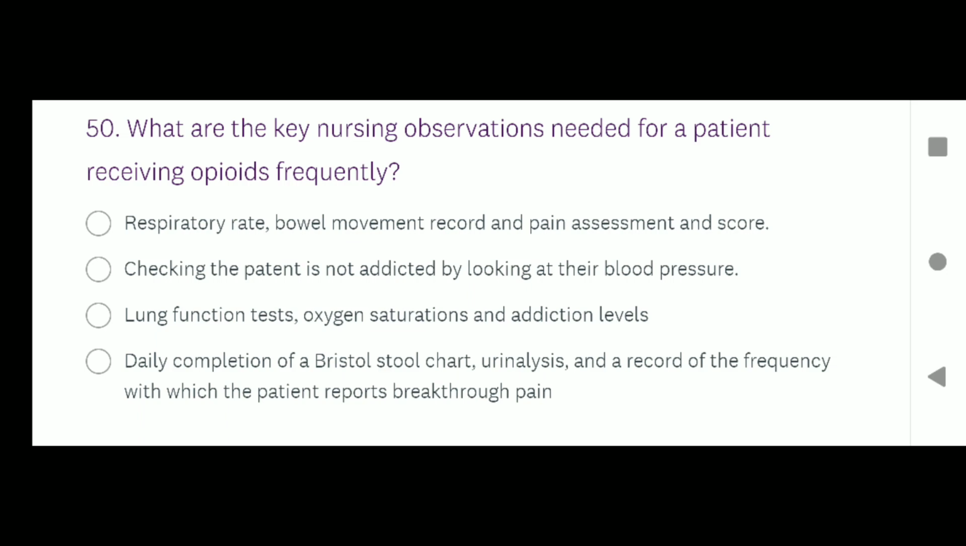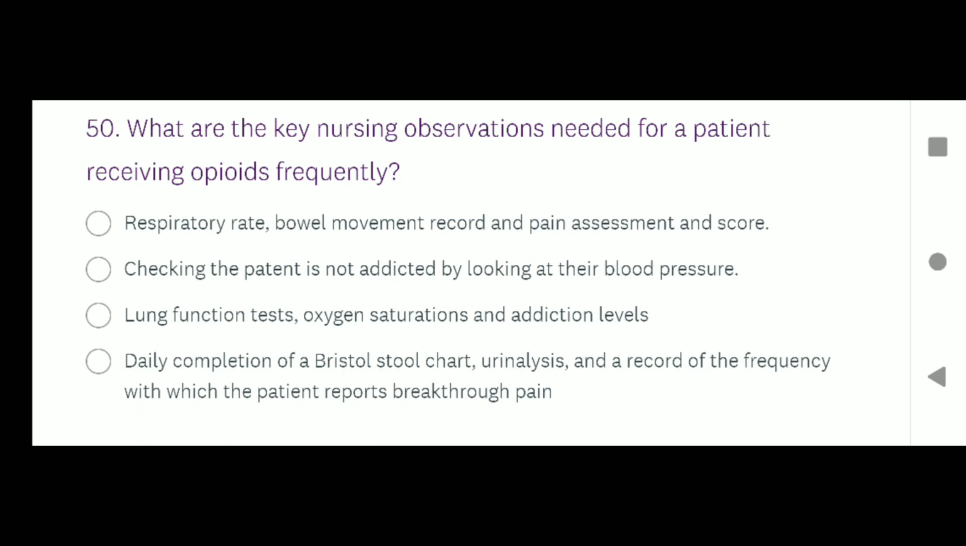So friends, we have reached the last question of test 4, that is question number 50. What are the key nursing observations needed for a patient receiving opioids frequently? Options are option A, respiratory rate, bowel movement record, and pain assessment and score. Option B, checking the patient is not addicted by looking at their blood pressure. Option C, lung function test, oxygen saturations and addiction levels. Option D, daily completion of a Bristol stool chart, urinalysis, and a record of the frequency with which the patient reports breakthrough pain. So what's the right answer?